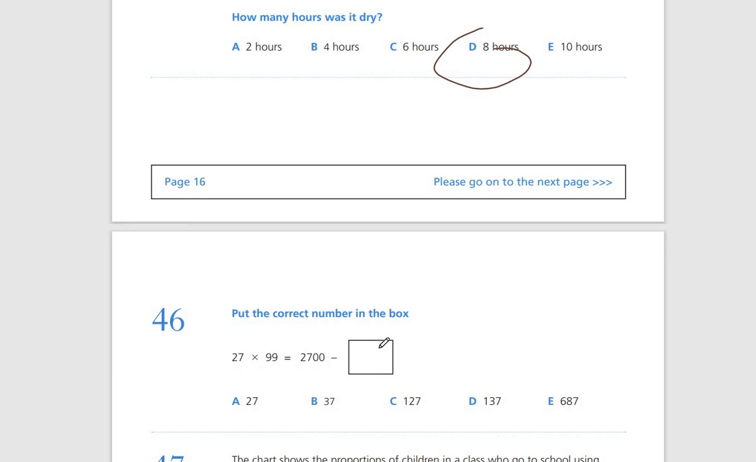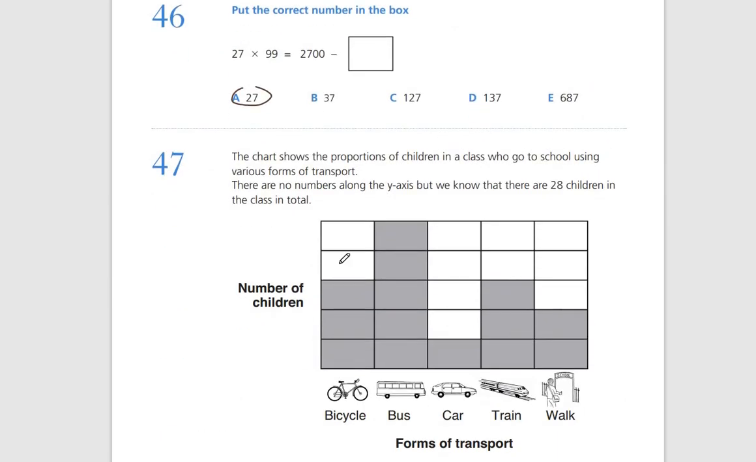46. What are the correct numbers in the box? 27 times 99 is 2,700 minus something. 27 times 99 is 2,673. Then 2,700 minus 27 is 2,673, meaning that the answer for 46 is A, because 2,700 minus 27.